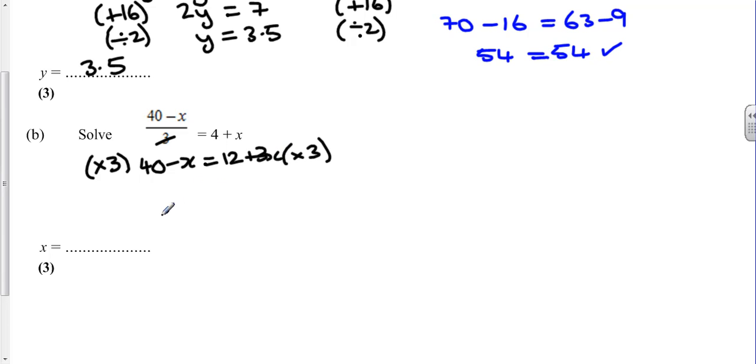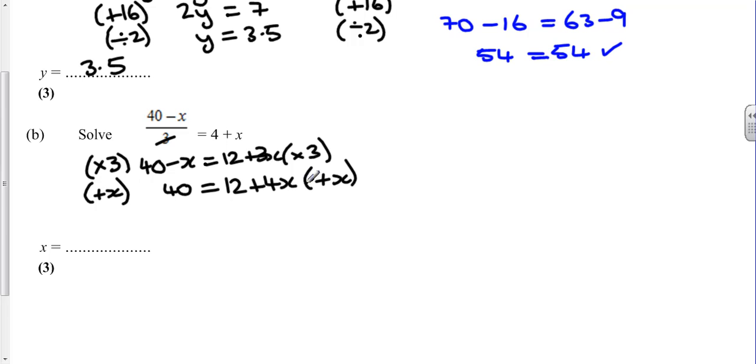Now we've got a situation where we've got x's on both sides. 3x on the right hand side, negative x on the left hand side. There are more x's on the right hand side, so that's where I'm going to move them over to. I need to do the opposite of this minus x. So I'm going to add on x to both sides, giving me 40, because that minus x has gone away. And if I add x onto the right hand side as well, we get plus 4x.